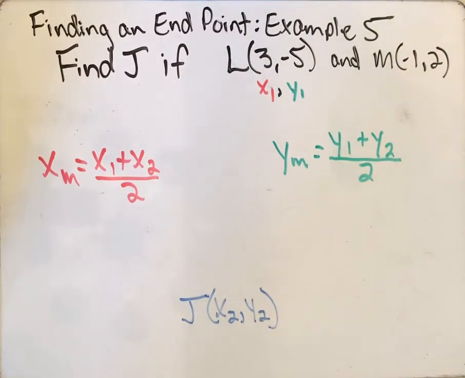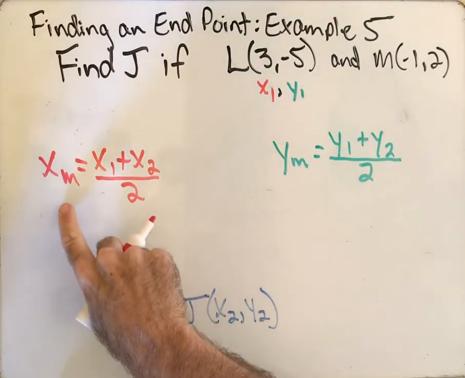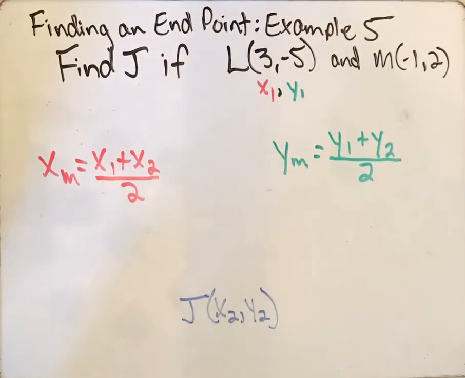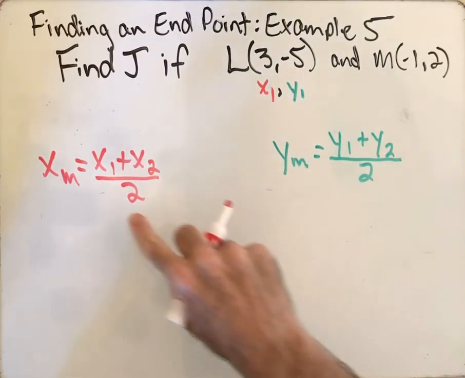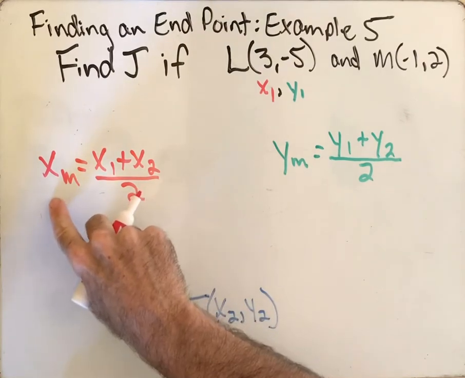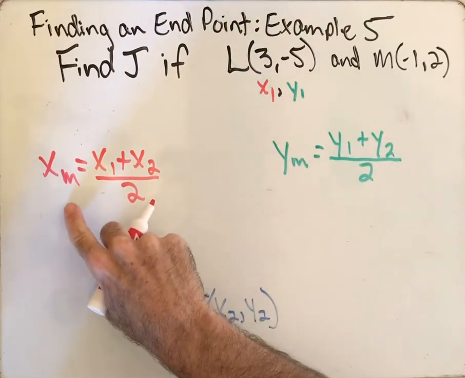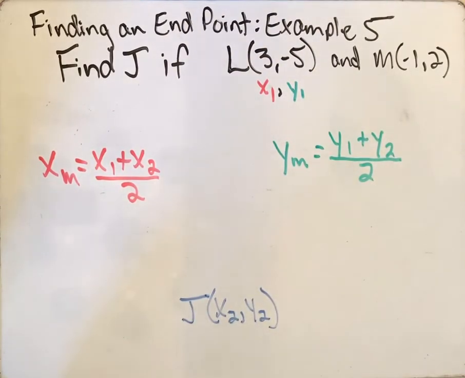Let's go ahead and use the midpoint formula to find that endpoint. We know that x sub m, the midpoint x-coordinate, is (x1 plus x2) divided by 2. Only now the difference is we know what xm is. What we don't know is what x2 is. So we're going to substitute the values that we know and solve for the one that we don't know.